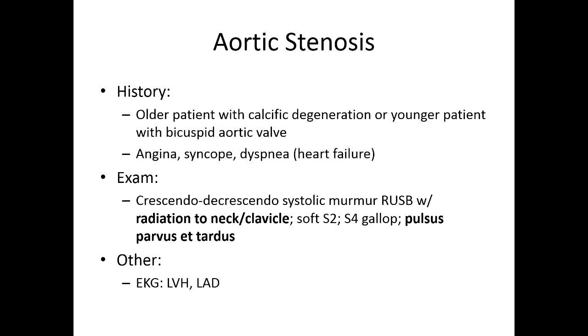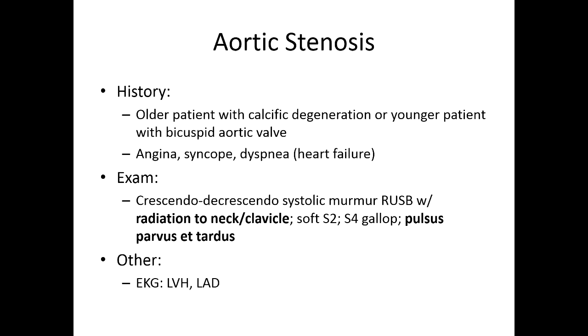These patients will present with angina, syncope, dyspnea. And on exam, as we've already talked about, you're going to get a crescendo-decrescendo systolic murmur at the right upper sternal border. So that's where the aortic issues tend to be. And then there's radiation to the neck and clavicle in bold, because again, if you see that, you're done. Soft S2, S4 gallop because of the concentric left ventricular hypertrophy that happens. And then pulsus parvus et tardus, again in bold, because these are pathognomonic for aortic stenosis.